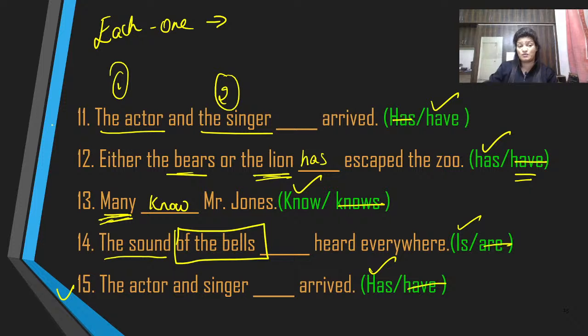If you take a look at this question, here it is "has", because you do not have an article here. Therefore, we are referring to just one person. Both are the same person over here. The actor and singer are just one. The actor, he himself is a singer as well. That's what we are trying to say.